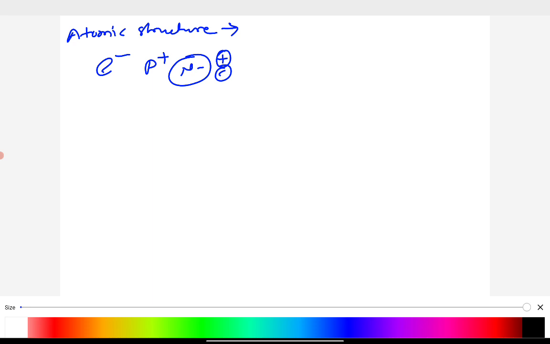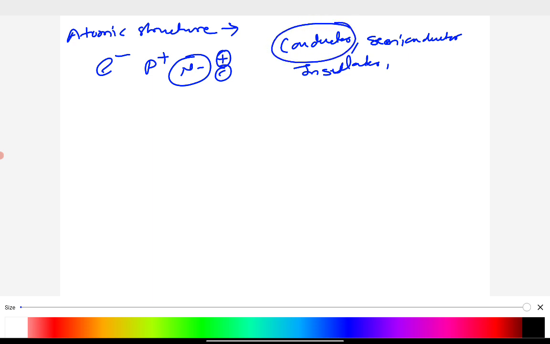Most solid materials are classified from the standpoint of electrical conductivity. We generally know them as conductor, semiconductor and insulator. So to be a conductor, the substance must contain some mobile electrons, that is, mobile electrons that can move freely between the atoms.